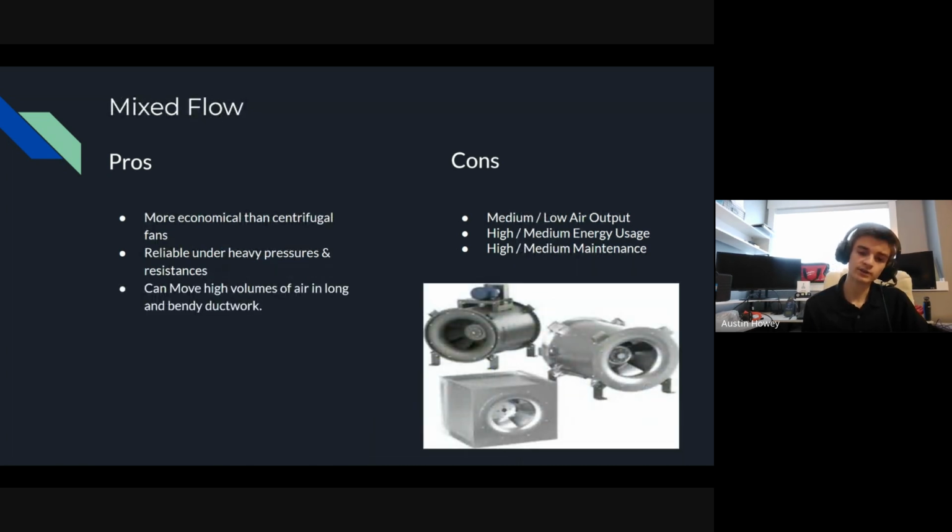Mixed flow, they're actually pretty good. A lot of these, 90% of the time, they're mounted in a cabinet, or they'll be scaffolded up. If you look at Walmart, Sam's Club, you actually see some of these maybe hanging up in their warehouse. They're actually used mostly for emergency smoke and exhaust ventilation systems, as well as fresh air.